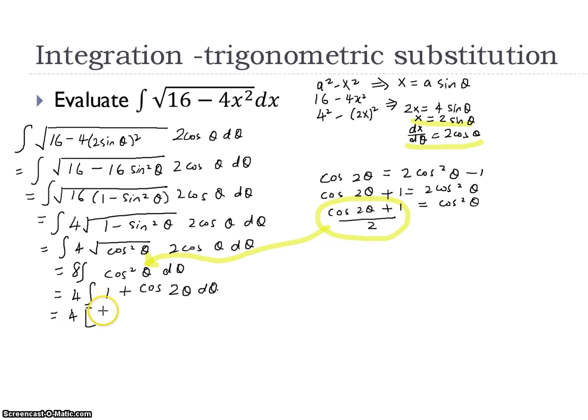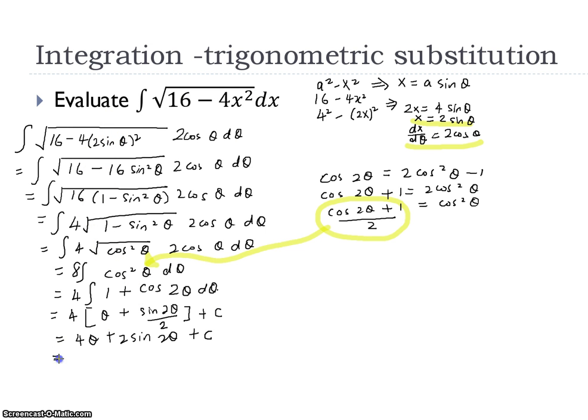When we integrate 1, we have theta. When we integrate cos 2 theta, we have sine 2 theta divided by the differentiation of the inside function 2 theta, which is 2. So we divide by 2, and then plus c. We simplify and multiply it in, so we have 4 theta plus 2 sine 2 theta plus c. Can you leave the answer like this? We have to give back everything in terms of x.